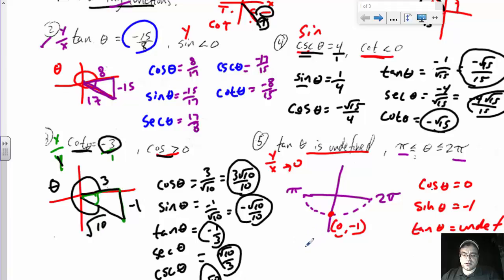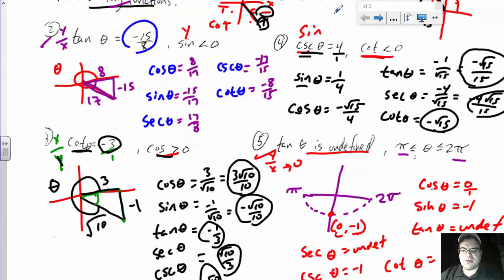We're going to find secant, cosecant, and of course cotangent. Secant is the reciprocal of cosine. So if you say cosine was 0 over 1 and flip it upside down, you'll get 1 over 0, which is again undefined. Cosecant is the reciprocal of sine, which is negative 1, so this will be negative 1 again. And cotangent is, if we say tangent is y over x, cotangent will be x over y. So it's 0 over negative 1, which is 0. So these are all of them for this particular question. Okay, let's keep going.